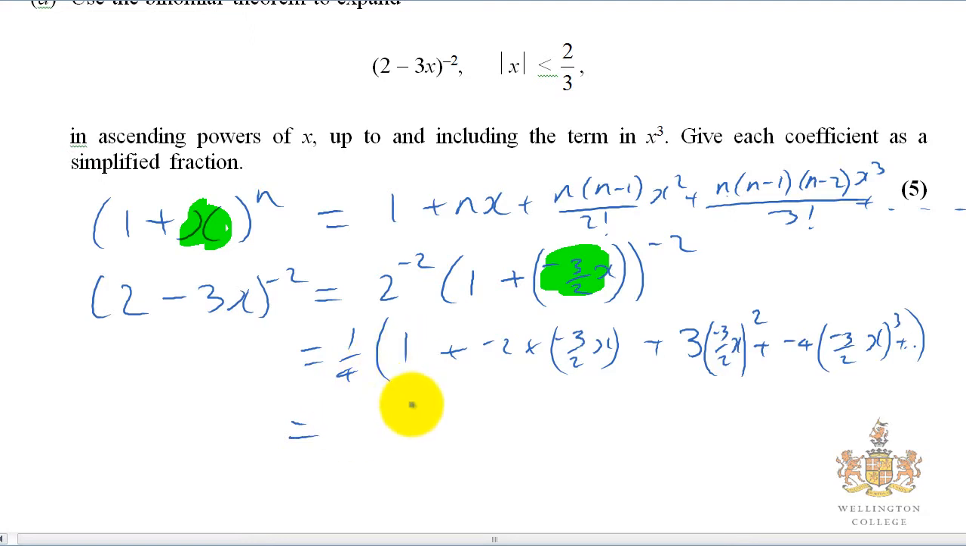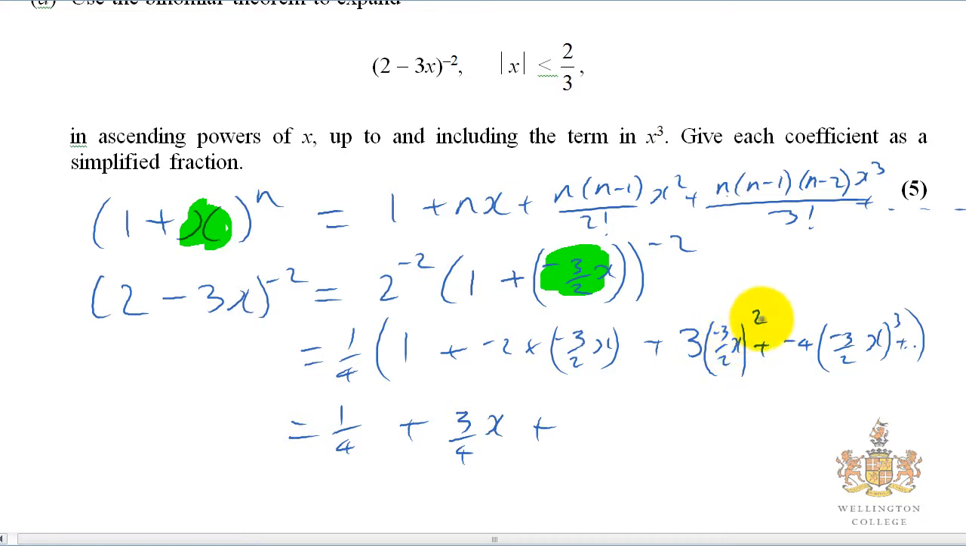So expand this all out and simplify. A quarter times that gives you a quarter, so we're going to get +3 over 4 x, and we're going to get 27 over 16 here.